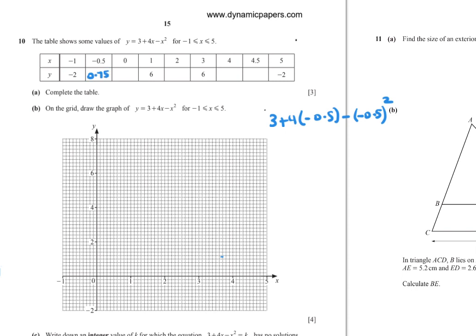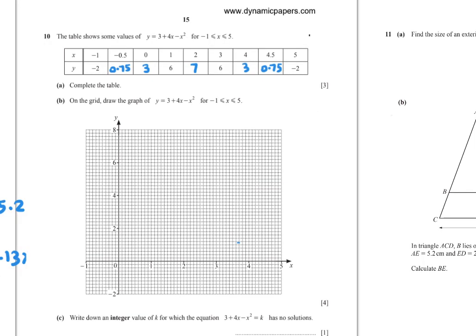Now by the same way, put x equals 0, so you can remove -0.5 and put 0 instead. And use your calculator, you get the answer 3. By the same way, you can find at x equal 2 and at x equal 4 and 4.5. You will find at x equal 2 value of y equals 7, at x equal 4 3, at x equal 4.5 0.75. Now we need to plot the points.